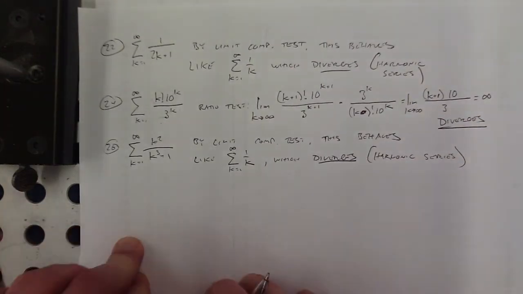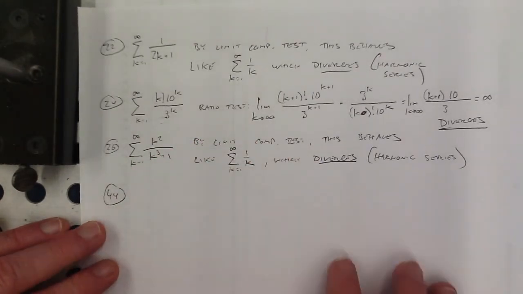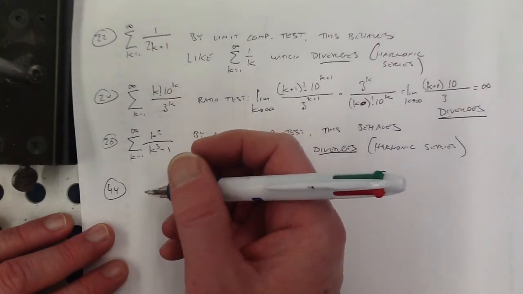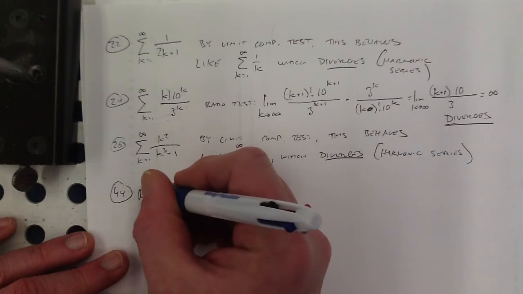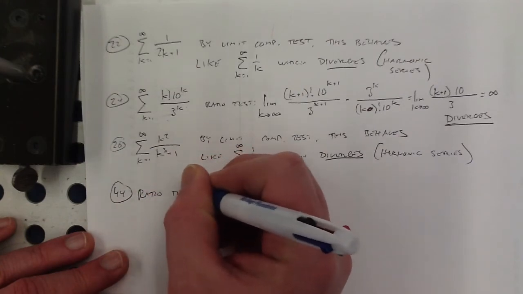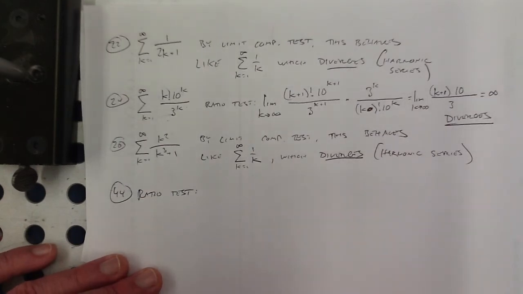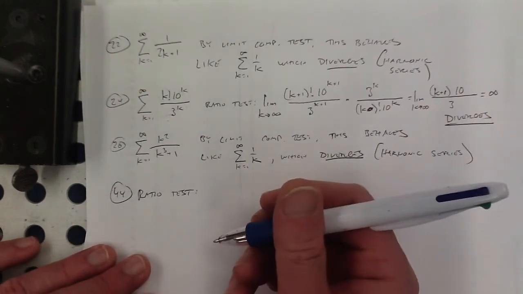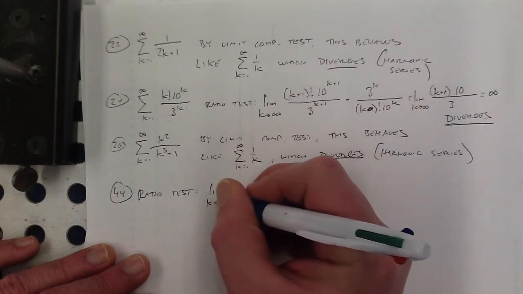And what do we have? One more, number 44. I feel like we need to do at least one ratio test that's going to converge. Here's our chance. I'm going to do the ratio test on this one because it's got factorials in it. And it looks like it's got a better chance, maybe, of converging because it's got a factorial on the bottom. So let's see. Also looks a little bit complicated.